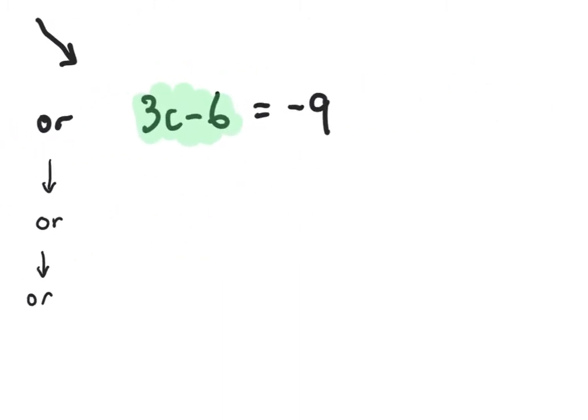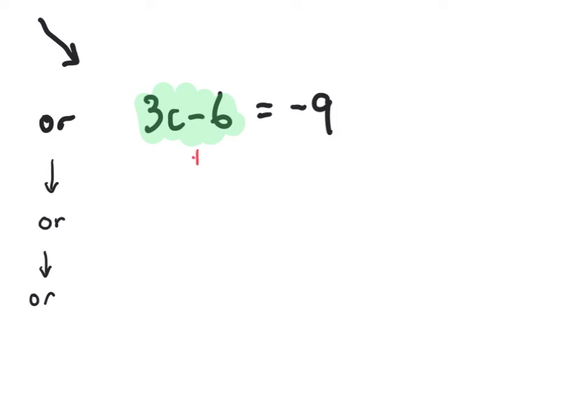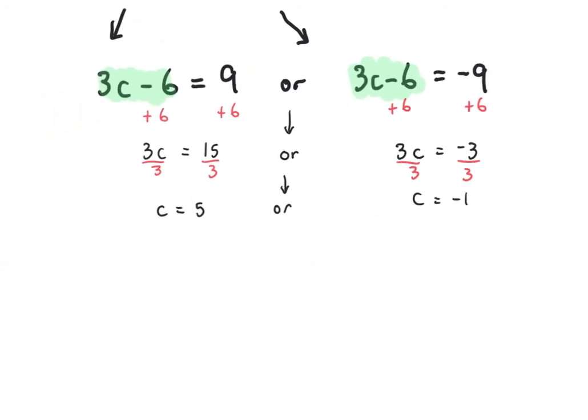Now let's focus on the next one here. I'm going to do exactly what I did before. I'm going to add 6 to both sides. Bring down the 3c is equal to negative 3. And now we divide by 3, and we see that c is equal to negative 1. So here are the two options right now: c is equal to 5, or c is equal to negative 1.